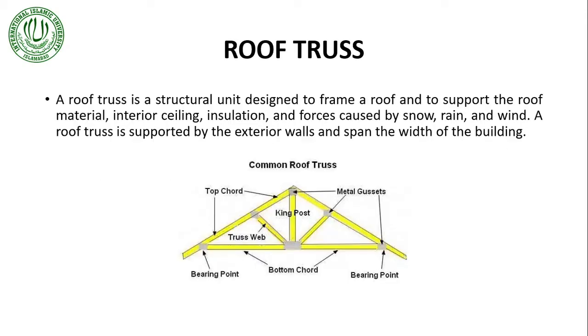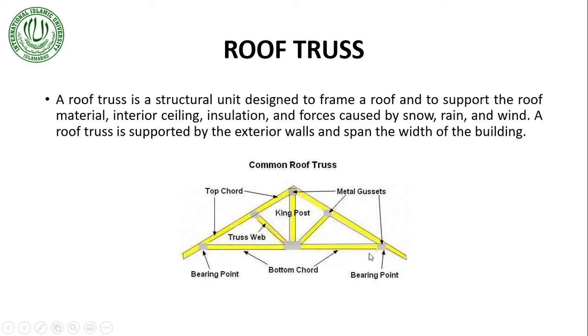Now let's talk in detail about what roof trusses are. A roof truss is a structural unit that is designed to frame a roof and to support the roof material. It also gives a nice interior ceiling. It also provides a space for the insulation and it also takes away the loads that are caused by either wind, snow or rain. And a roof truss is always supported by the exterior walls and spans the width of the building.